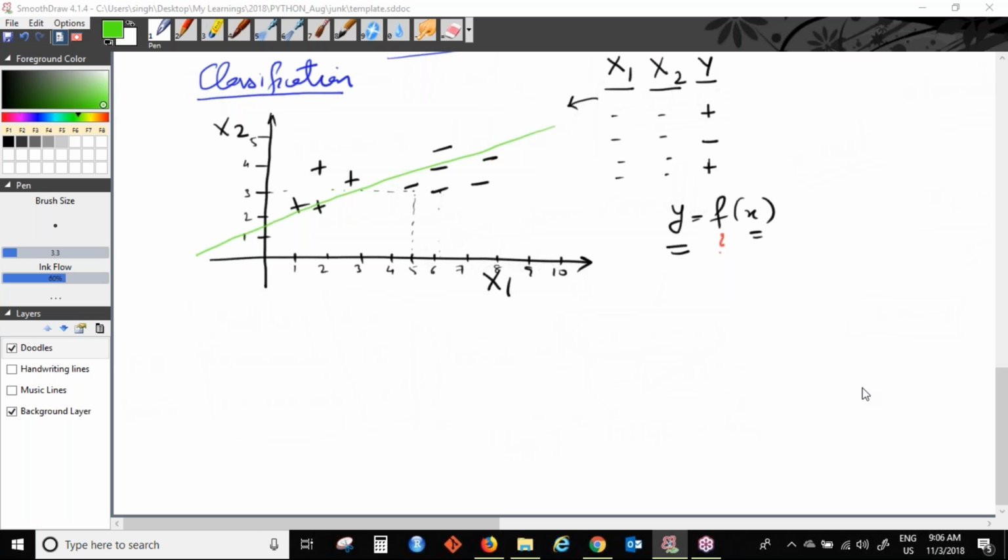Yes, guys, can you answer? Others, Vikram, Sinoj, Pankaj, try to answer. What do you think can be the function f here? The question is, what is the function f which helps you predict y using the values of x? By x I mean x1 and x2. So what can be the function f which helps you predict whether it is a plus or a minus using the values of x1 and x2?